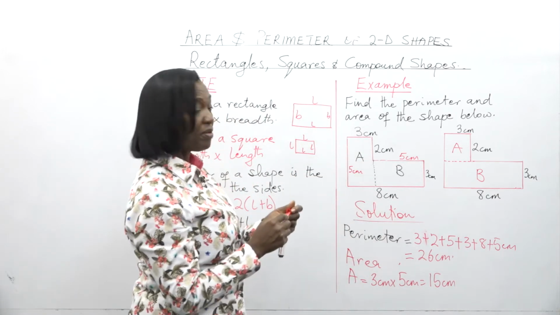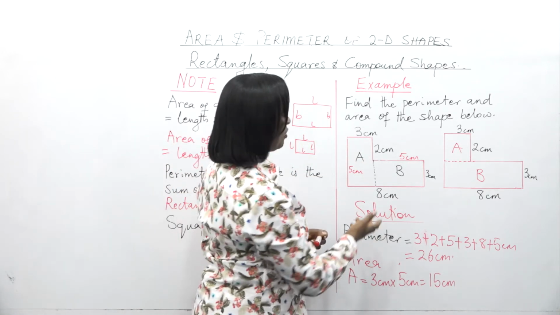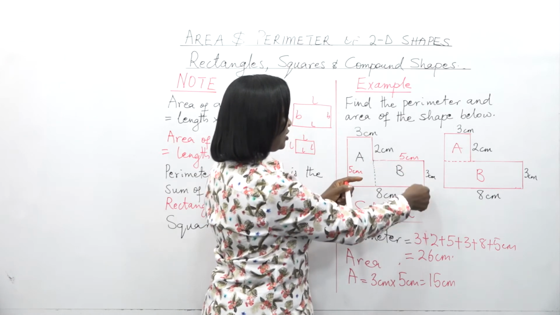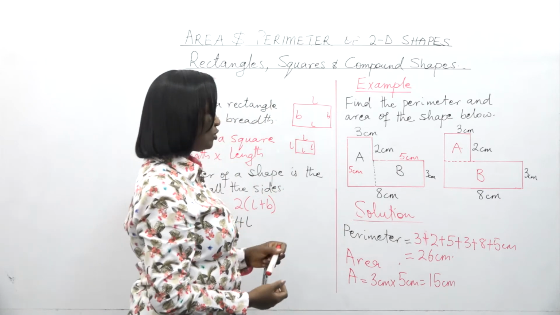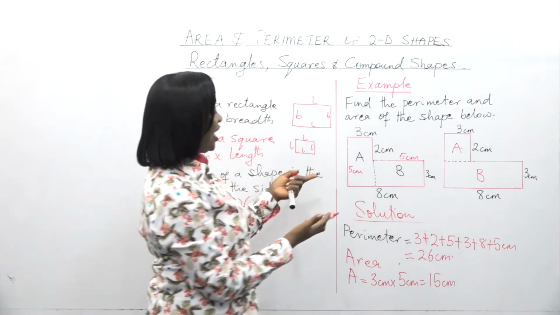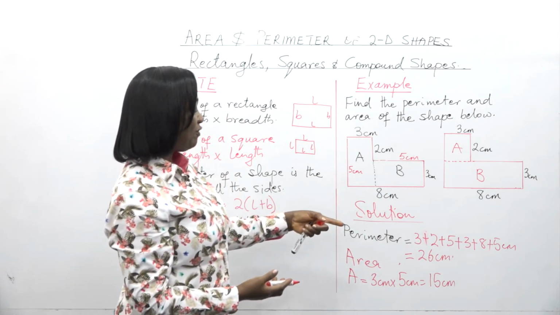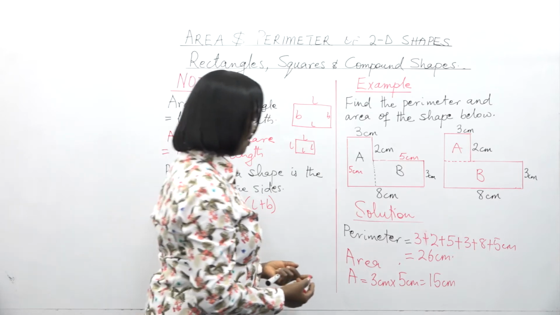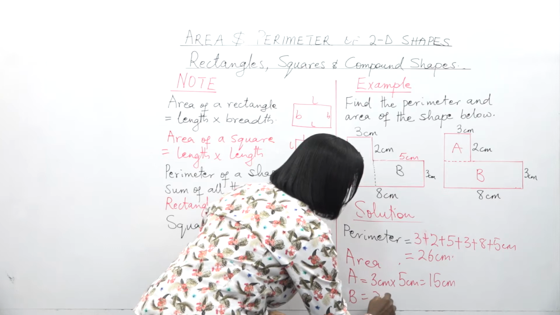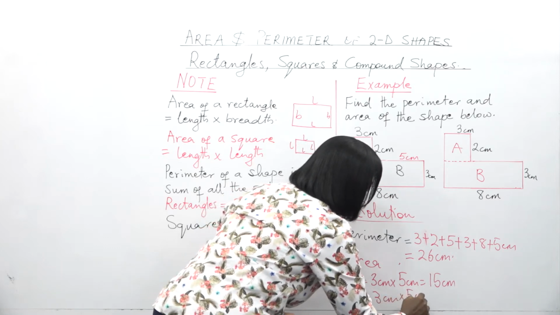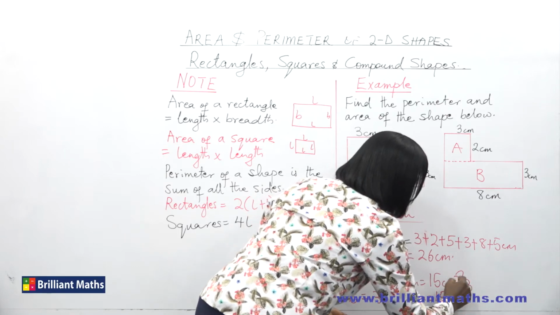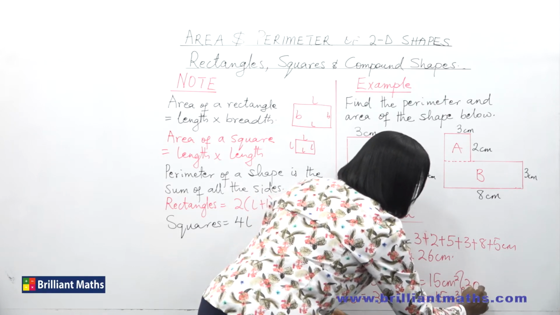Then the area of B is the same here, 5 centimeters, which is this length, times 3 centimeters, which is also 15 centimeters. So we can then say that the area of the shape is 15 centimeters plus 15 centimeters. So B is equal to 3 centimeters times 5 centimeters, which is 15. So the total area will be 30 centimeters squared.